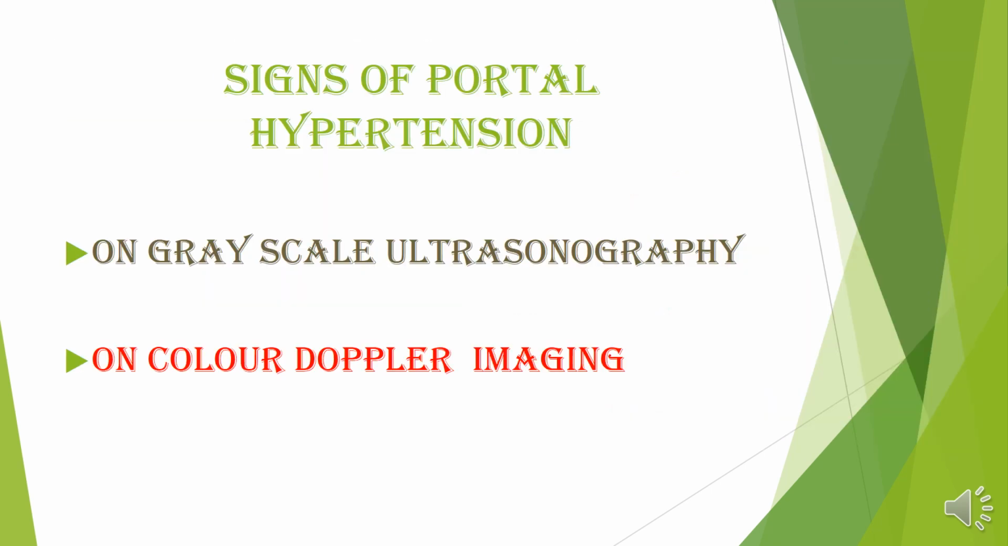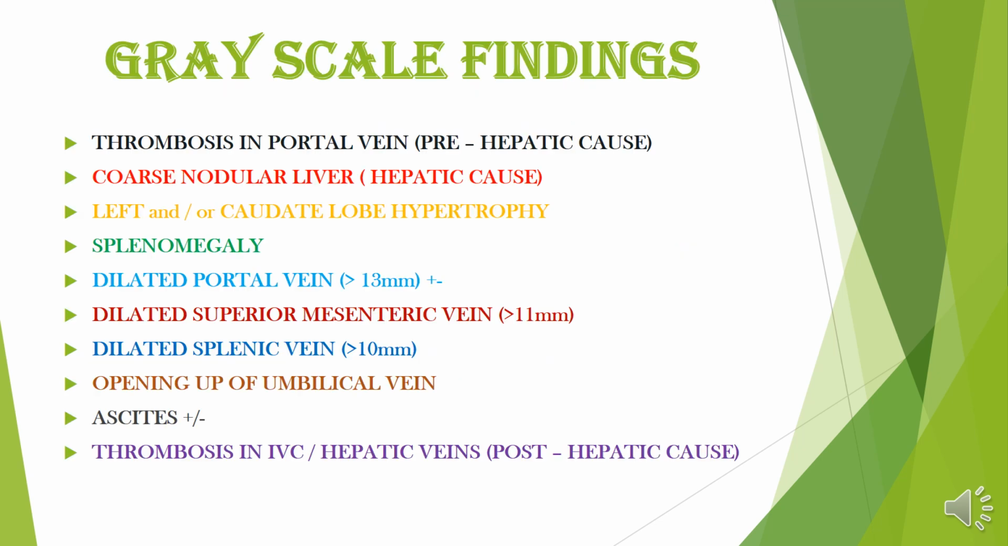We document the signs of portal hypertension on gray scale and then on color Doppler. Among the grayscale findings, in case of prehepatic cause, you will find thrombus in the portal vein, and in cases of hepatic causes like liver cirrhosis, there will be coarse echotexture of the liver with multiple regenerative nodules. In case of cirrhosis, the right lobe of the liver will be smaller in size and there will be hypertrophy of the left and caudate lobe, which is an indirect sign.